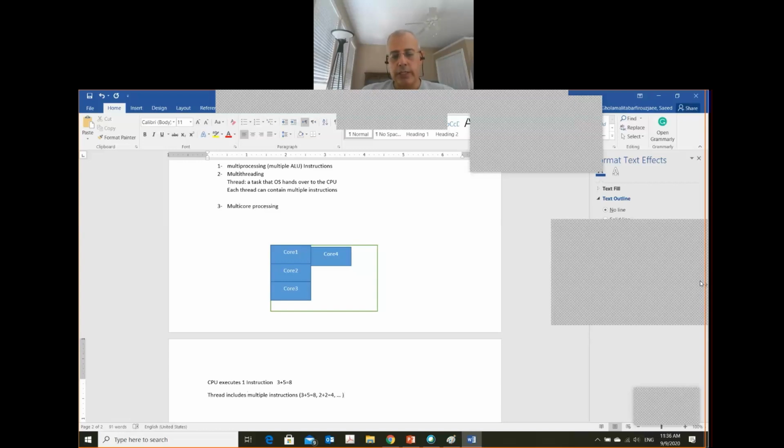So in order to execute a thread, we need a single core. Each core can process one thread at a time. And each CPU can have multiple cores, and each core can execute one or multiple threads at a time. Is that clear right now?